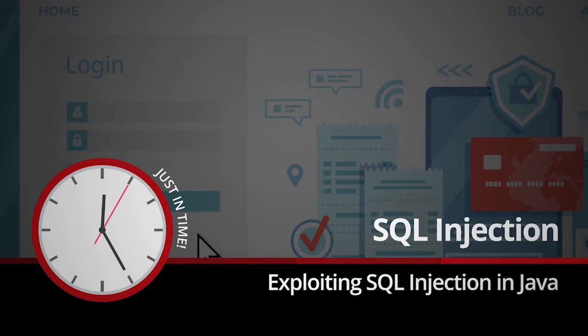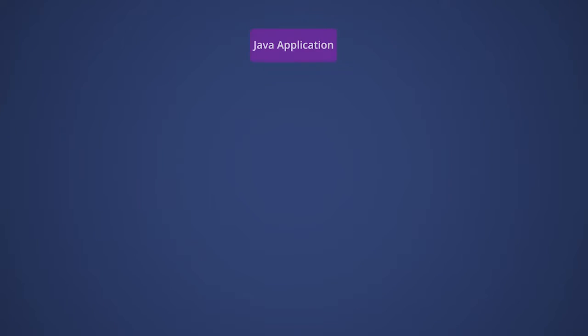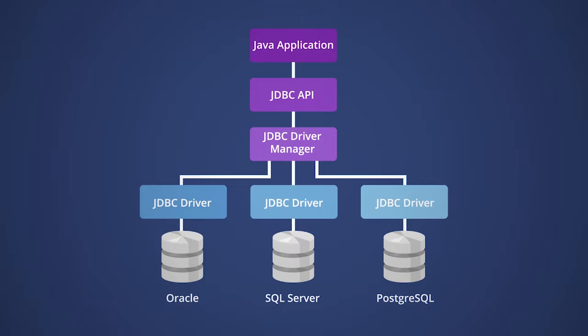Exploiting SQL injection in Java. The Java Database Connectivity API, also known as the JDBC API or simply JDBC, is a specification defining how Java applications should interact with a database.